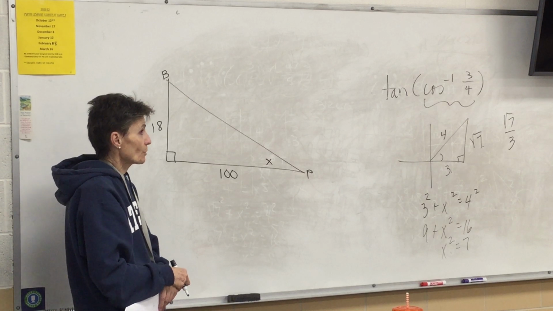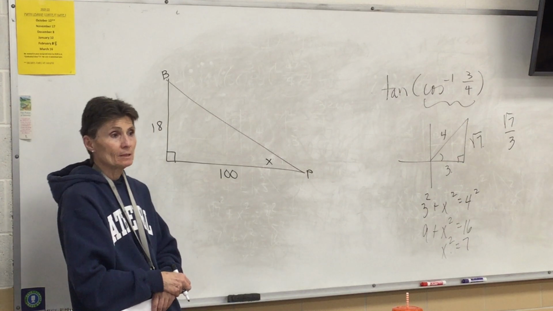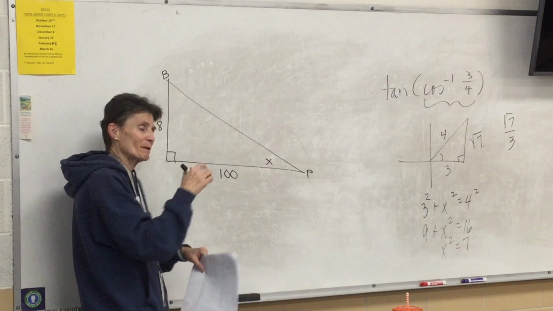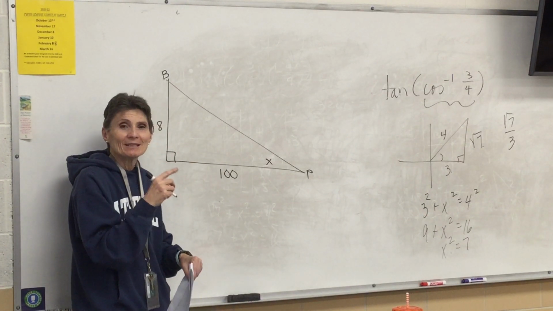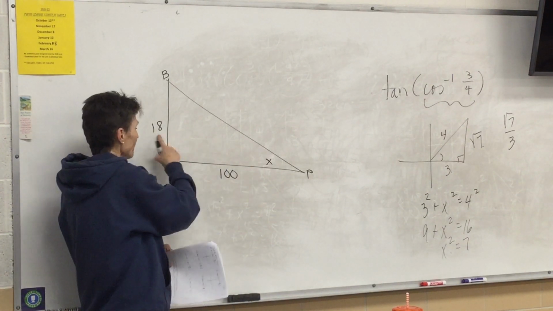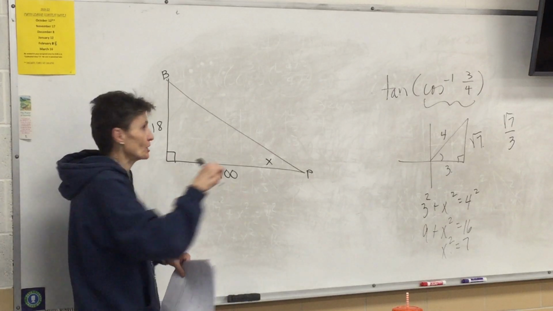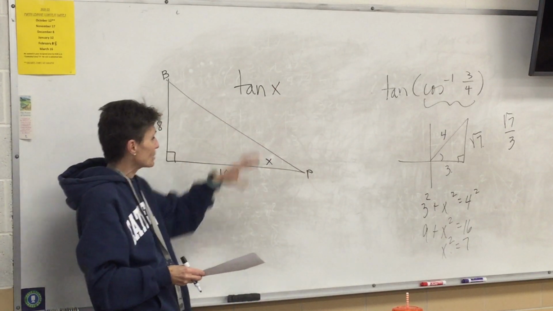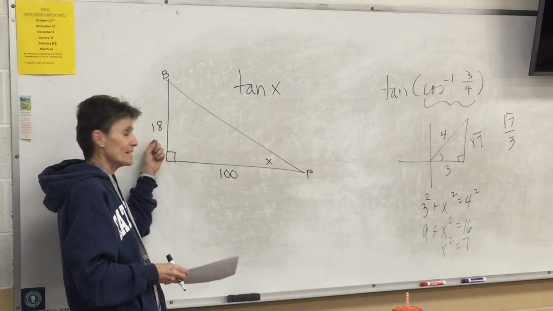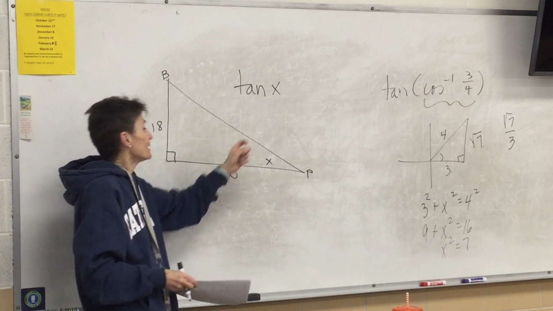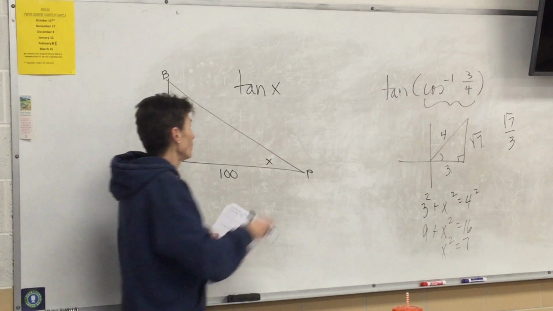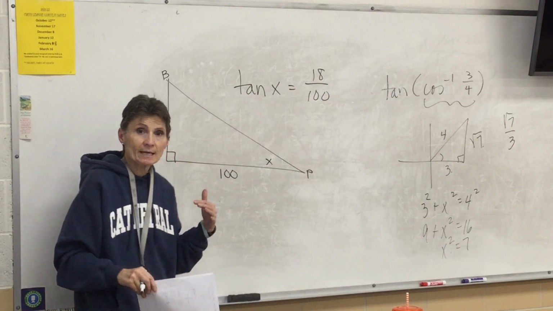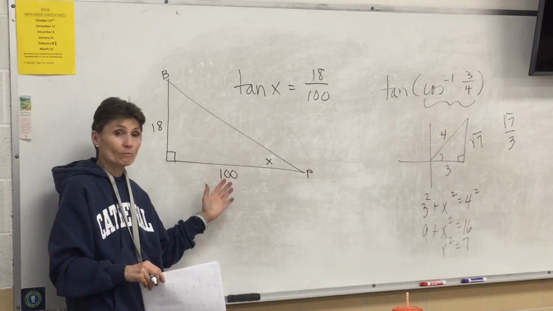Okay? So I need to set up an equation for the tangent. Oh, I gave it away. I need to set up an equation for this picture. So in this picture, this is the angle, I have opposite and adjacent. So the tangent is the function I'm going to use. And when I write my equation, it's always tangent of the angle. So don't say tan 18, don't say tan 100, it's tan x equals opposite over adjacent. So tangent x equals 18 over 100.